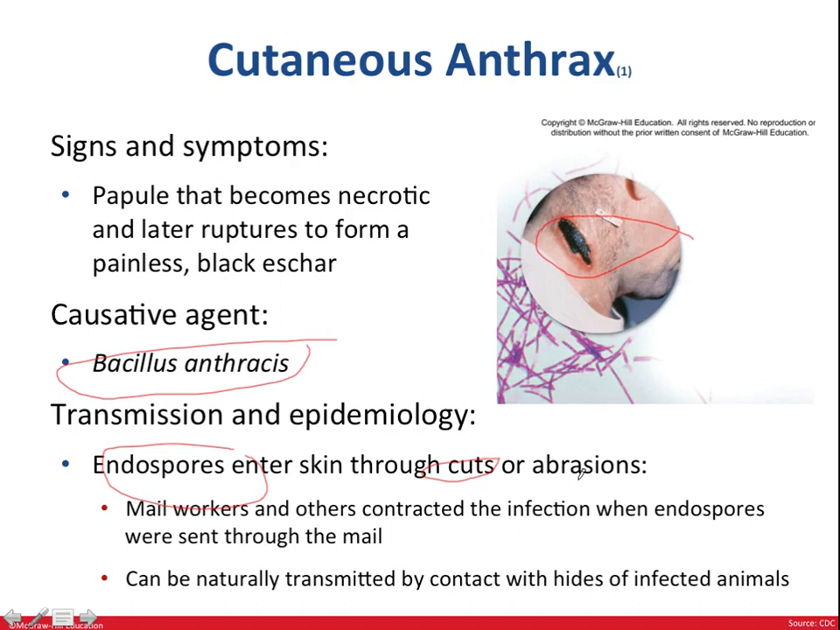Since the transmission is through endospores, terrorists can put the endospores in the mail, pack it in an envelope, and send it to the facilities or the people they want to attack. For example, they can send it to the American president or to American senators. We had such a case several years ago.